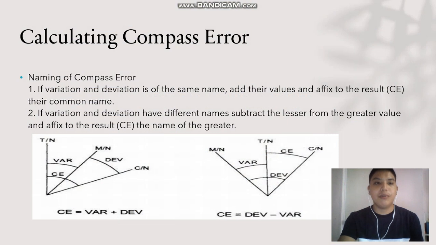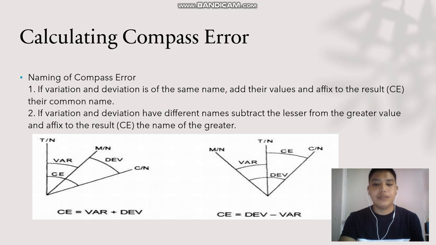Naming of compass error. Number 1: If the variation and deviation are of the same name, add their values and affix to the result CE their common name. Number 2: If the variation and deviation have different names, subtract the lesser from the greater value and affix to the result CE the name of the greater value.